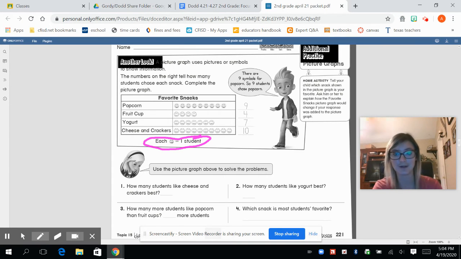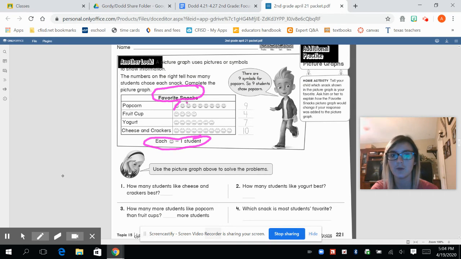So let's look at this graph. It talks about favorite snacks. Guys, my dogs love snacks. So if I wouldn't have read the key, I would have probably thought they were talking about what kind of snacks my dogs love. So don't forget that. So let's see about these different kinds of snacks. We're going to talk about popcorn, a fruit cup, yogurt and cheese, and crackers. All right. So let's count the smiley faces for popcorn.